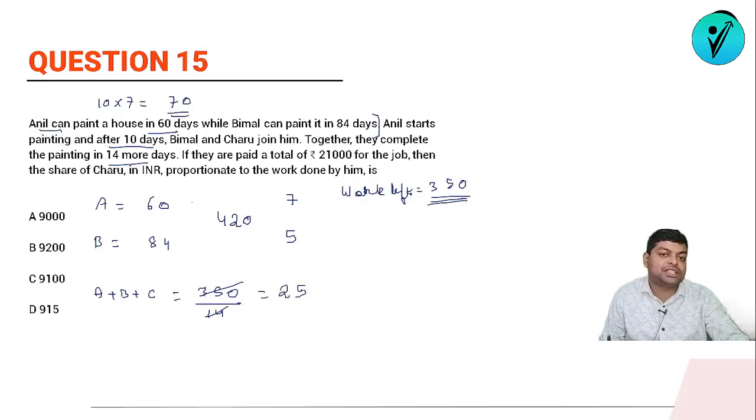So what does 25 is? 25 is actually the combined efficiency of A, B and C. ठीक है, जब आपने A, B, C तीनों से काम कराया ना, तो ये जो 350 यूनिट्स का वर्क है वो 14 डेज में ही कंप्लीट हो जा रहा है. ठीक है, so out of this we know that efficiency of A is 7, efficiency of B is 5. So 7 plus 5 is 12. It means that what will be the efficiency of Charu? Charu's efficiency will be 25 minus 12, that is 13 units. So in a day, Charu can complete 13 units of work. If they are paid a total of 2100, okay, the total money that they are paid is 2100.